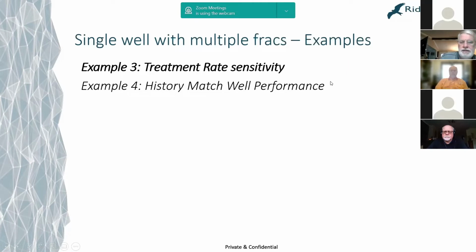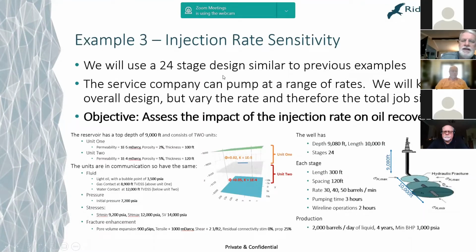So first of all, we're going to look at this treatment rate sensitivity example. We're going to use a 24-stage design, similar to previous examples from the presentation back in February, which, as I say, you can go back and review on the website if you want to see that. So we can pump at a range of rates, and the rate at which we pump will determine the total job size. So we're going to pick 3 different rates, and we're going to try each of them in turn to see what our results look like in terms of the recovery.